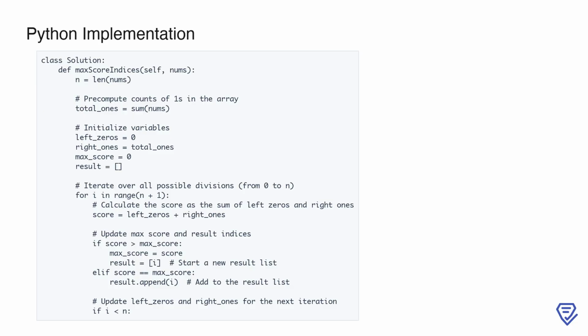The main logic involves iterating over all possible division points in the array, including index n, which represents dividing after the last element. For each division point, we calculate the score by adding the count of zeros on the left to the count of ones on the right. If this score exceeds the current max_score, we update max_score and reset the result list to just the current index. If the score is equal to max_score, we simply append the index to the result list. Finally, we prepare for the next iteration by updating the left_zeros and right_ones counts based on the value at the current index, but only if we haven't reached the last division point.